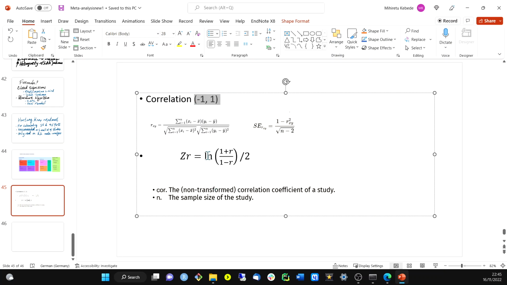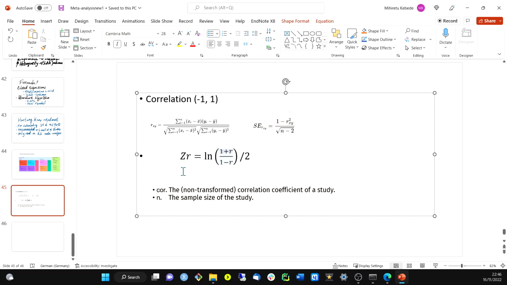The way it's calculated is you take the reported correlation, add 1, and at the denominator subtract it from 1, and then you divide. Then you take the natural logarithm of it and divide by 2, and that's called the Z-score transformation. With that you can convert this skewed distribution into a normal distribution. After that, you can use the previous weighting methods, the inverse variance method, and combine the effect sizes together.